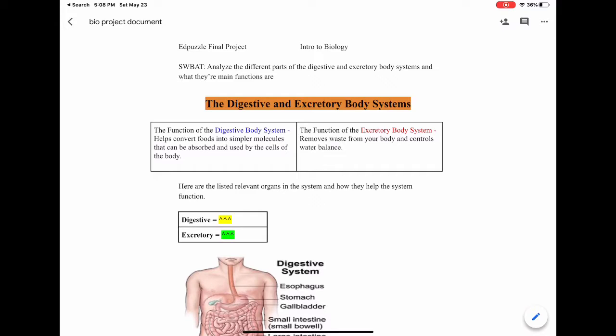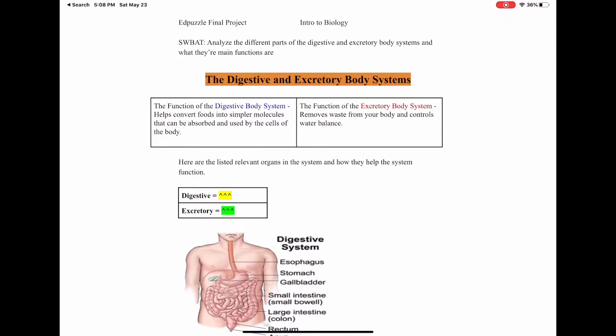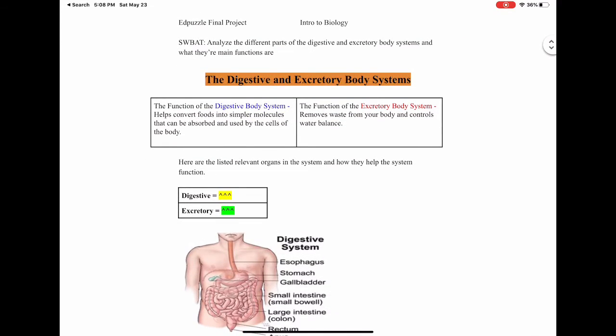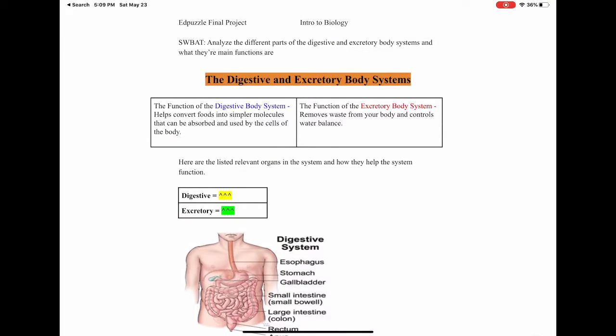body systems. Our SWBAT is to analyze the different parts of the digestive and excretory body systems and what their main functions are. The function of the digestive body system is to help convert food into simpler molecules that can be absorbed and used by the cells of the body. And the function of the excretory body system is to remove waste from our body and control the water balance. Now, here are the listed relevant organs in the system and how they help the system function.